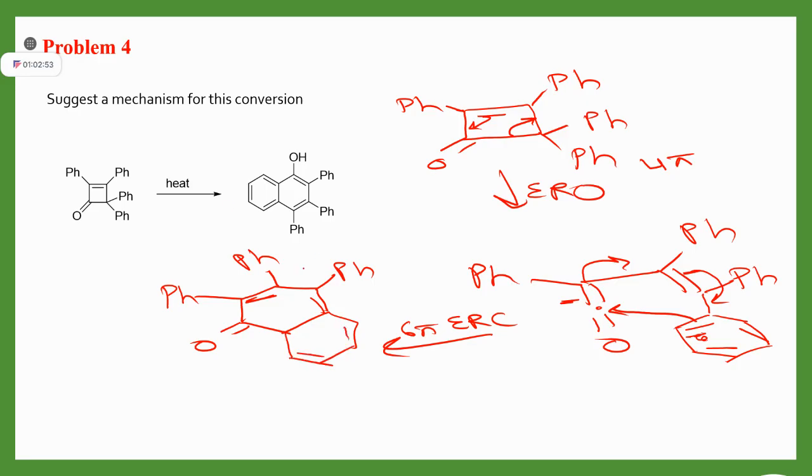and the last step is nothing but tautomerism. Tautomerism will take place in order to attain aromaticity. Correct?